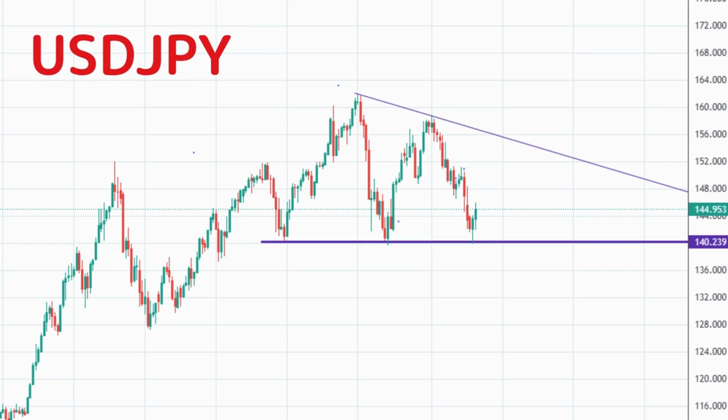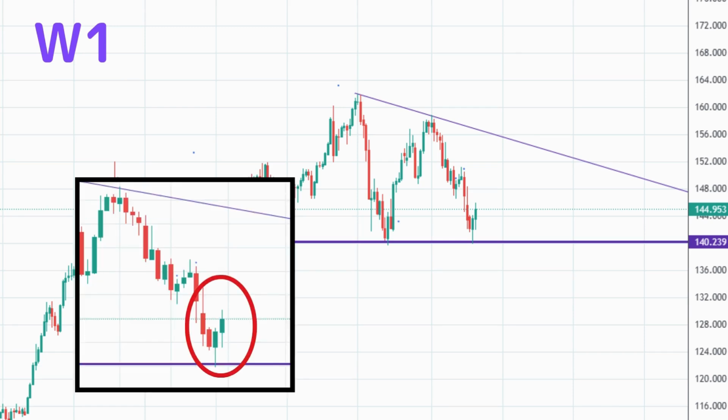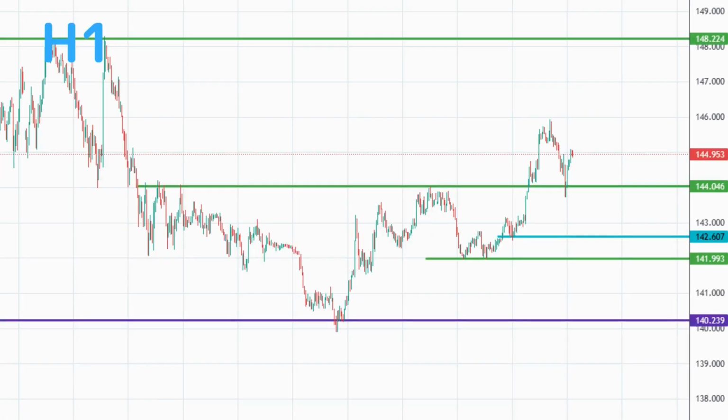We'll start by reviewing last week's price movement. This is the weekly chart. Last week, we saw a bullish candlestick with wicks on both ends. This followed a bullish candlestick from the week before, which had a long lower wick, suggesting a rebound from the weekly support level. Next, here's the 1-hour chart.